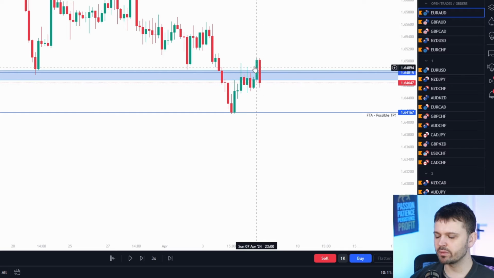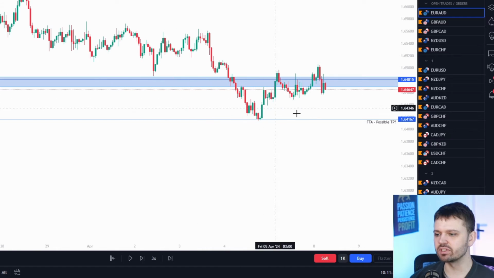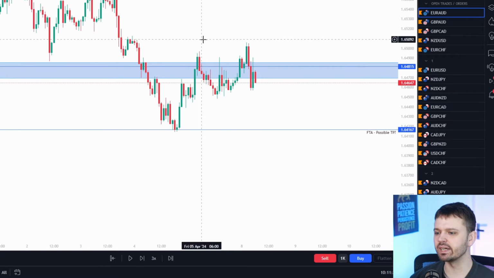So this is the 4 hour. We now have a general idea that we think price moves lower. Everything kind of indicates that it's moving lower, or the edge of the system is definitely to the downside.